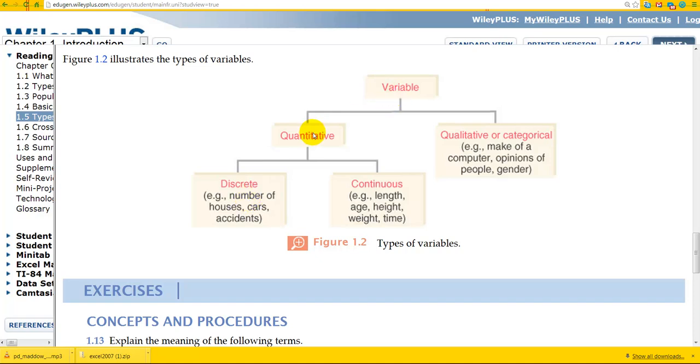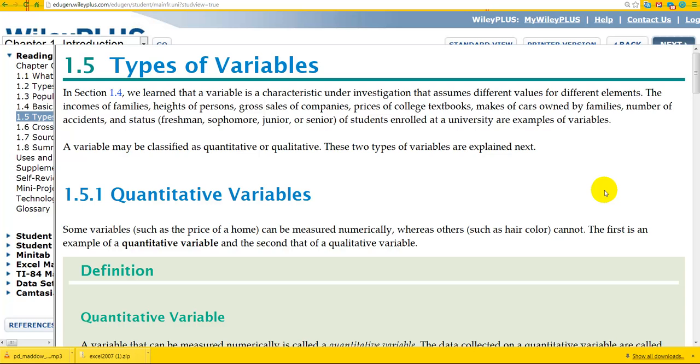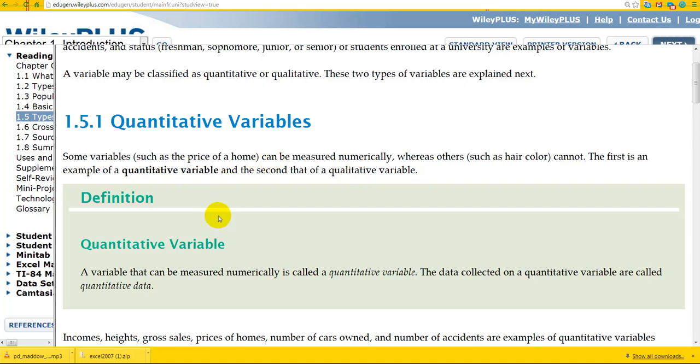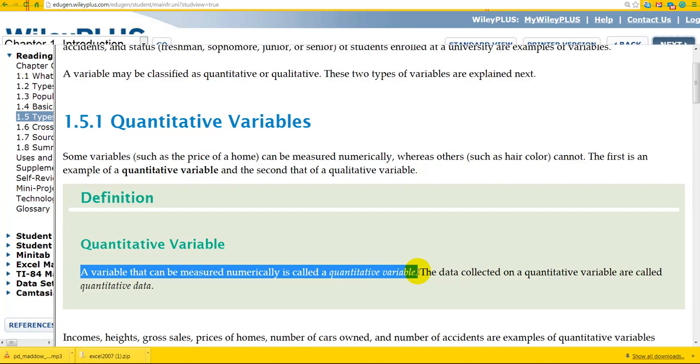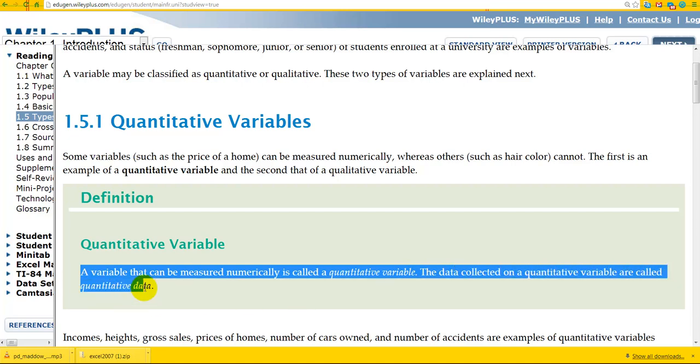Okay, so once more. Quantitative, qualitative, not numbers. Within the numbers, we have discrete type numbers and continuous types. Okay, let's read his descriptions here, but that's basically it. You should read this. Quantitative: a variable that can be measured numerically is called quantitative. The data collected on a quantitative variable is called quantitative data.